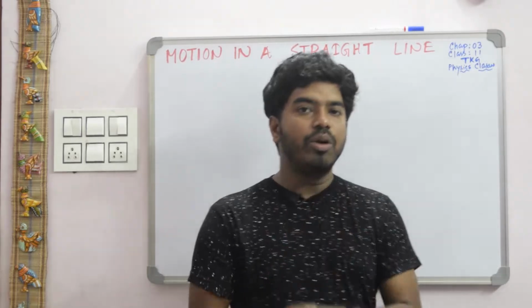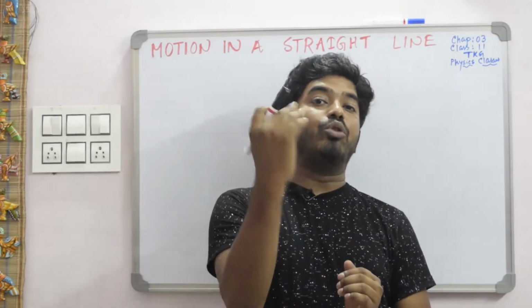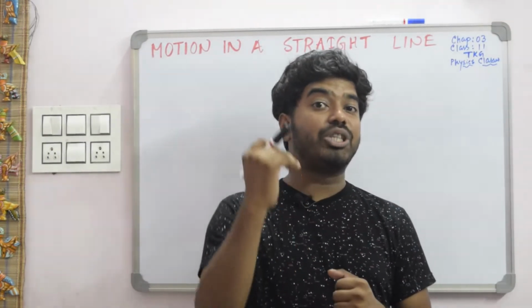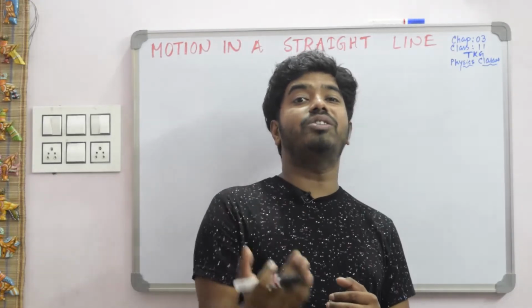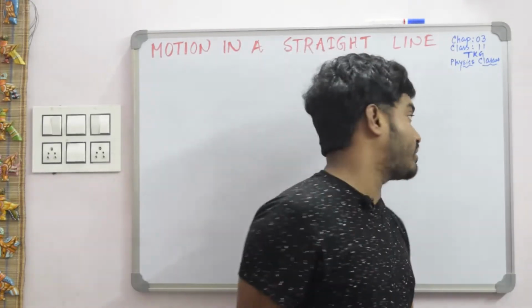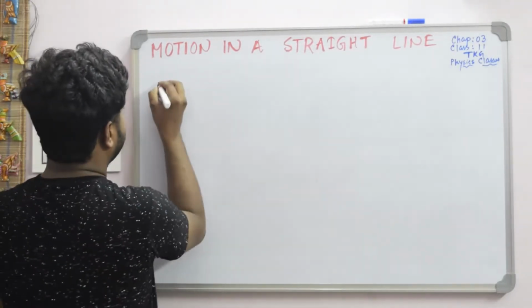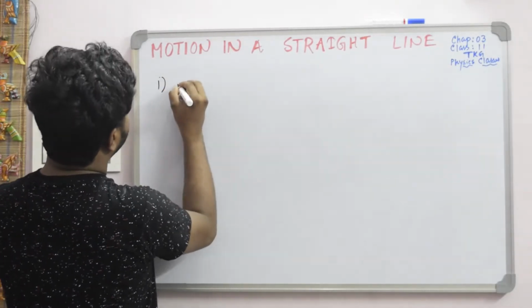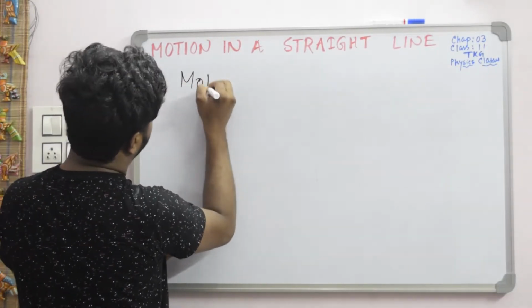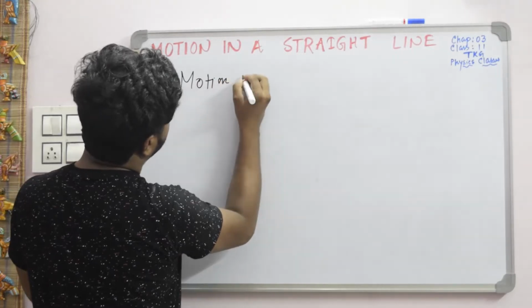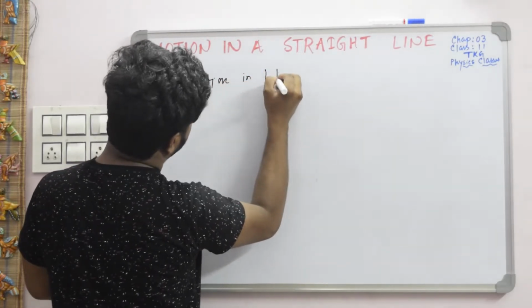Clear? Now you have to know what is motion in 1D, what is motion in 2D, and what is motion in 3D. So the first case is motion in 1D, that is called one dimensional motion.